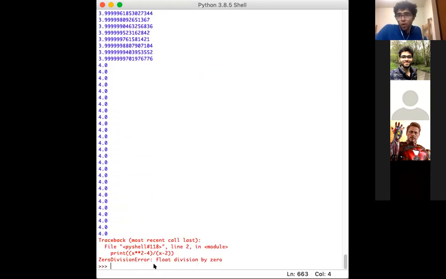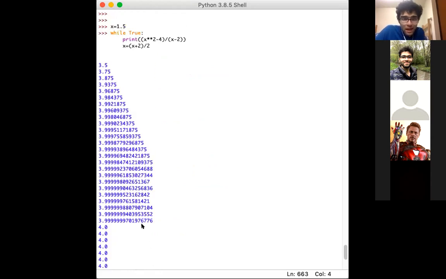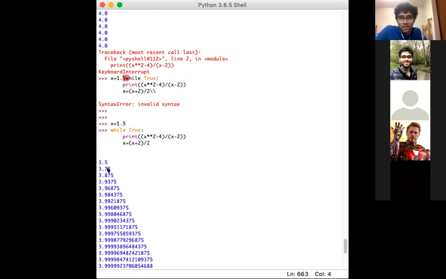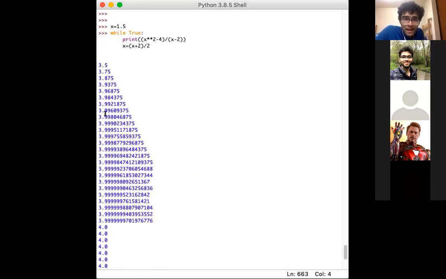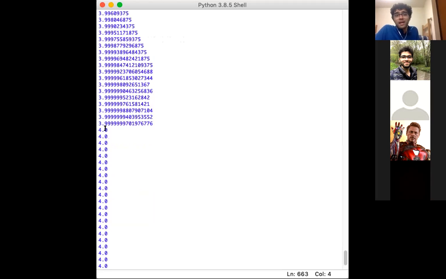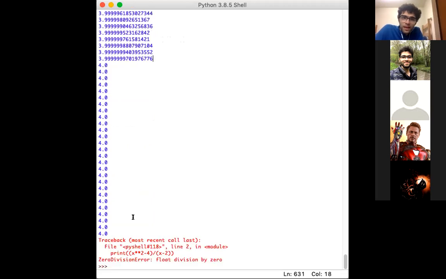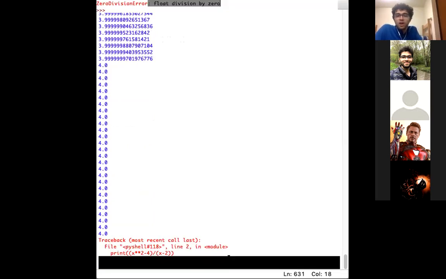Looks like it reached 4. So it started off at 3.5, then it went to 3.75, then it went to 3.875, 3.999, and gets closer and closer. And eventually, it has now reached a point where even the computer doesn't know the difference between this and 4. So it's just saying, let's approximate it to 4. And then it is saying it's 4. And then finally, it's saying 0 division is not allowed.